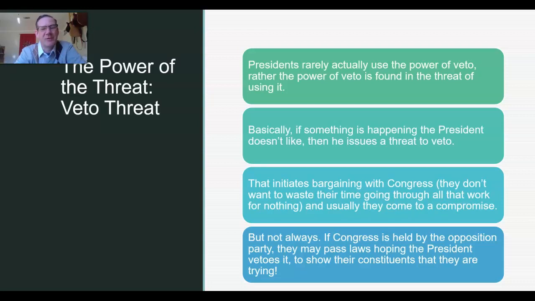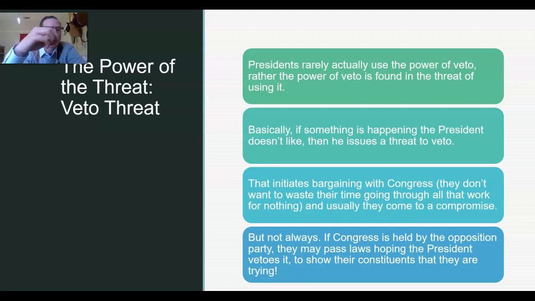Basically, if something's coming through Congress the president doesn't like, he issues a veto threat, and he goes to the people in Congress. He says, I will veto this unless you change this, that, and the other thing, okay? And, listen, they want laws to be passed, right? He's part of the process, so they're going to listen to him on this most of the time. And usually they'll come to a compromise here, right? Not always, but usually. Especially if both parties of Congress are held by an opposition party.